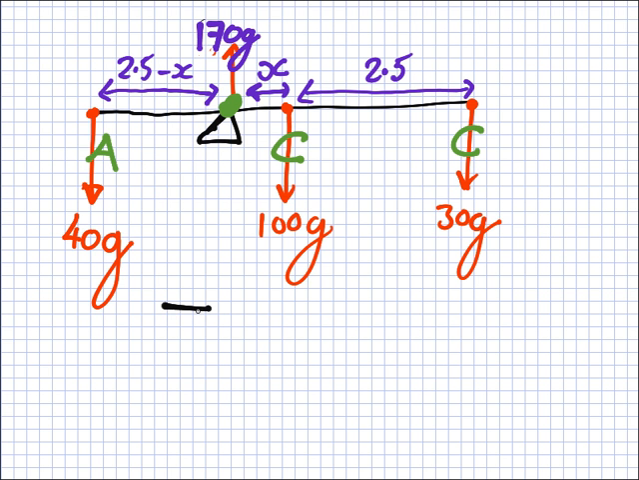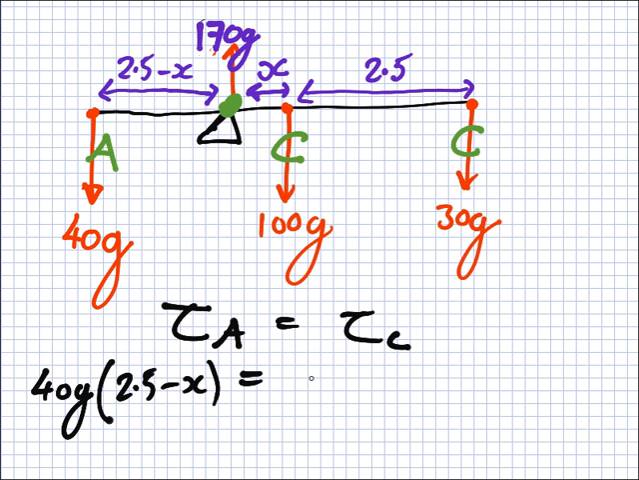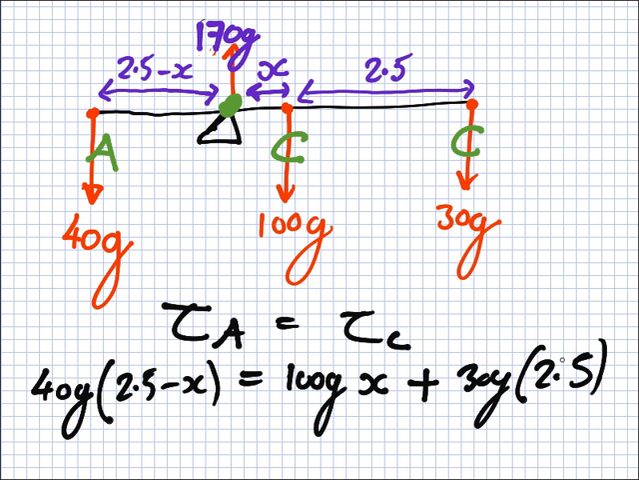So, let's use our formula. Turning force anti-clockwise equals turning force clockwise. The first one would be 40 G times the distance. What's the distance? And that should equal what? Let's start with the 100. 100 G times x plus 30 G times 2.5 plus x, because it's from here, isn't it? What is in common to these three terms that I can cancel? The G.